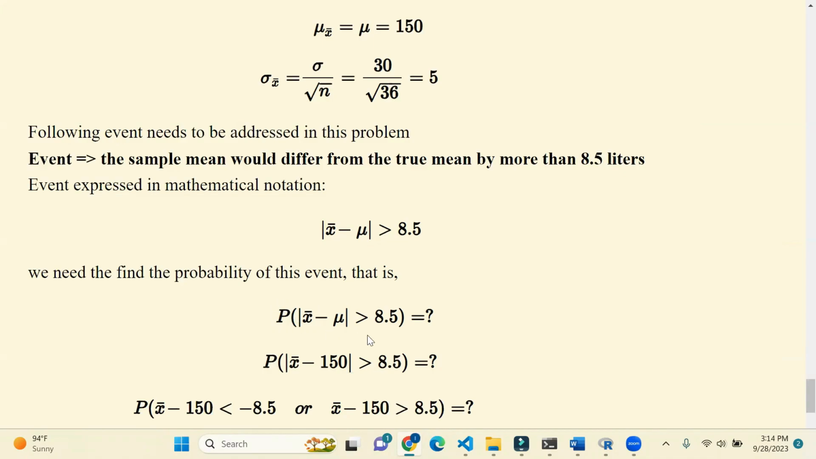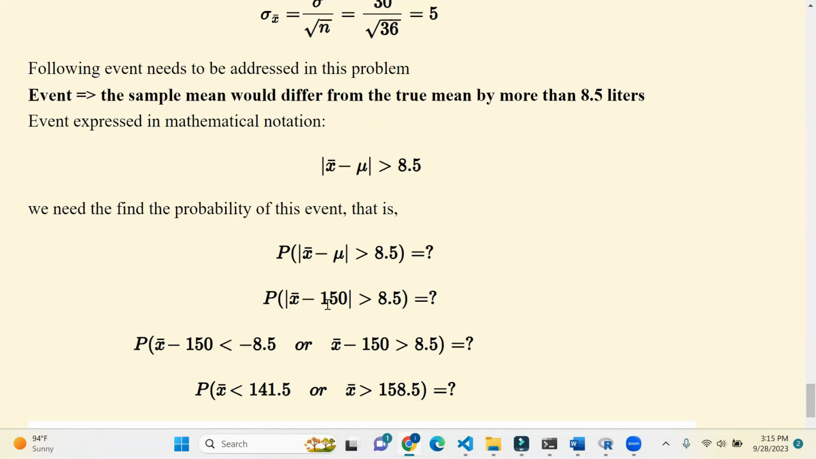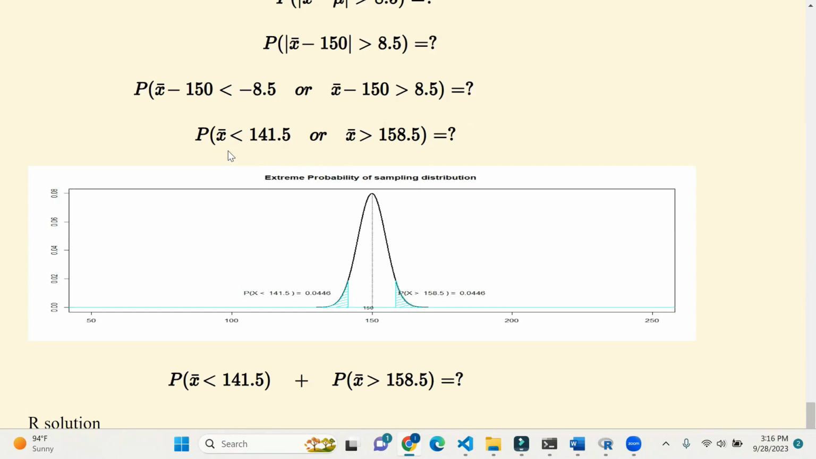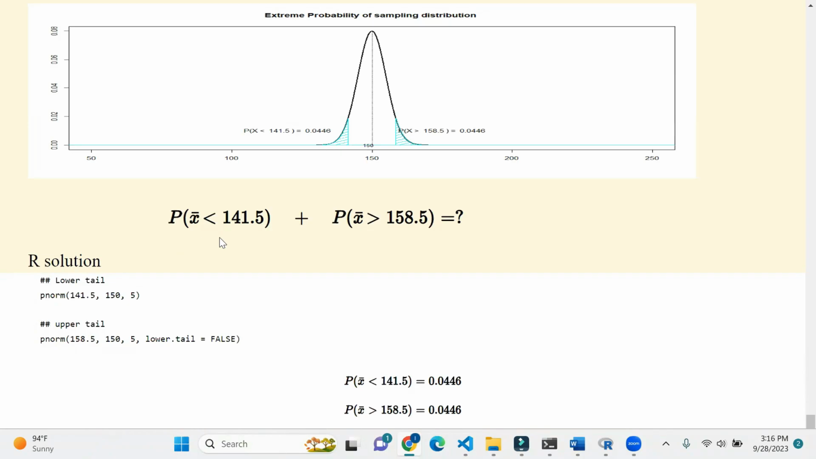Replacing the population mean by the given value 150, this expression becomes the probability that the absolute difference between the sample mean and 150 is greater than 8.5. If we solve this absolute value inequality, we get this solution: sample mean less than 140.5 or sample mean greater than 158.5. Hence, the probability of this expression is the same as the probability of this solution, which equals the sum of the extreme left and right tail probabilities given by this expression.